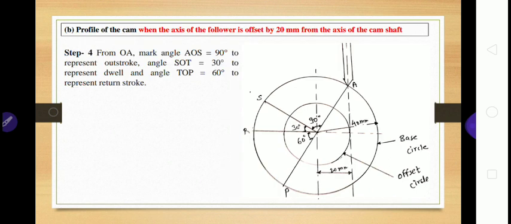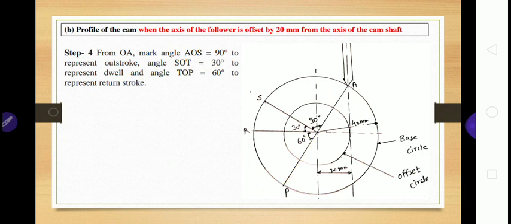In the next step, from this trace point to O, from this line draw all the angles given in the problem. So the first angle for the outstroke is given as 90 degrees. Therefore from this OA line draw one 90-degree angle, and this angle will be AOS. This angle will be 90. The next angle is given as SOR, 30 degrees, in the problem. Next, the ROP angle is given as 60 degrees. We have drawn this ROP angle as 60 degrees.